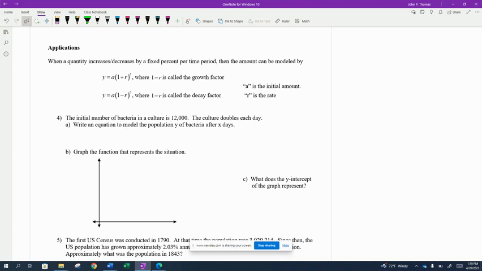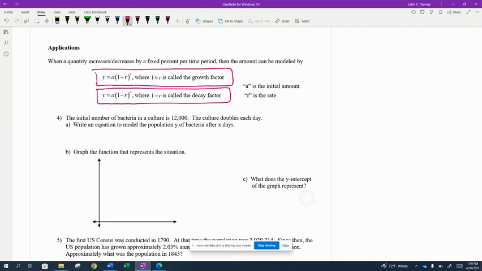There's two basic models for that. There's a growth model, where we have this model, and that 1 plus r is called the growth factor. r is the rate it grows at. And then for decay, we have this one, and the 1 minus r is the decay factor. And again, r is the rate at which it decays.